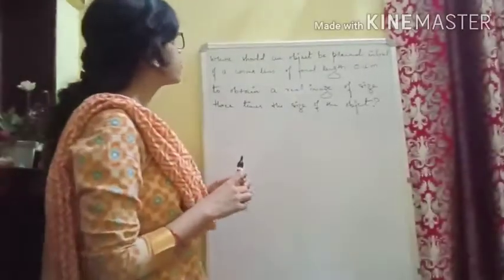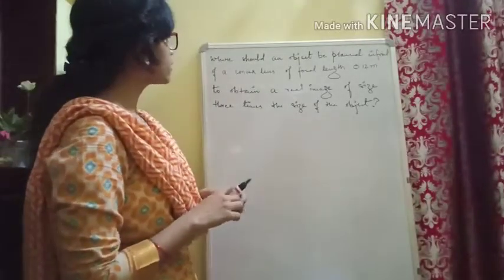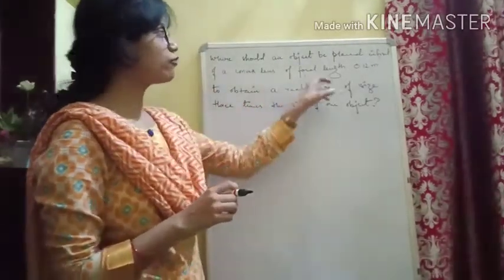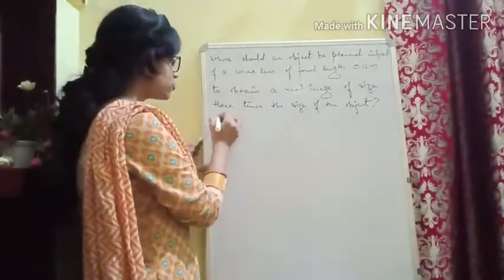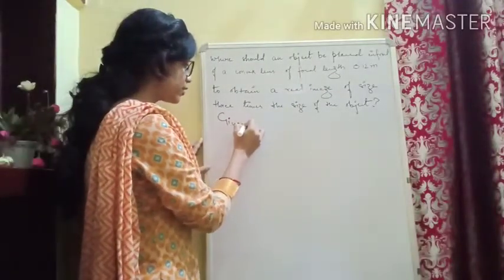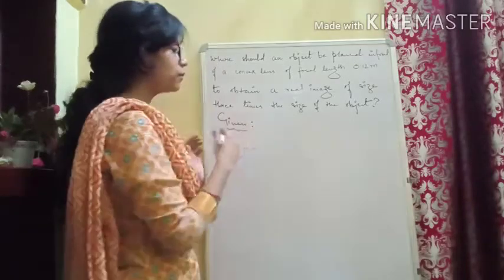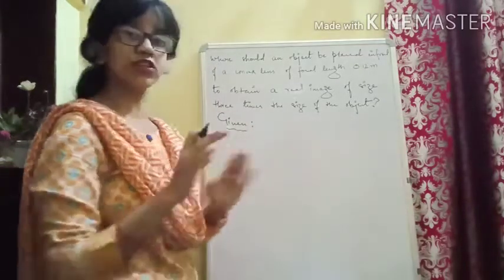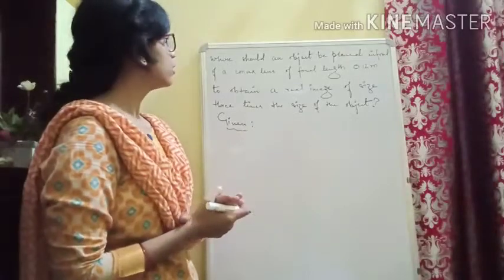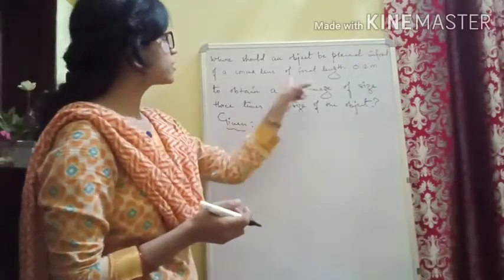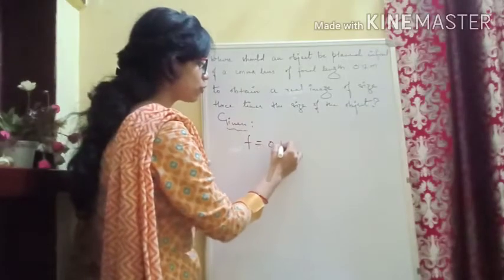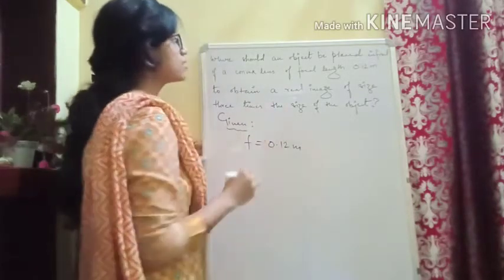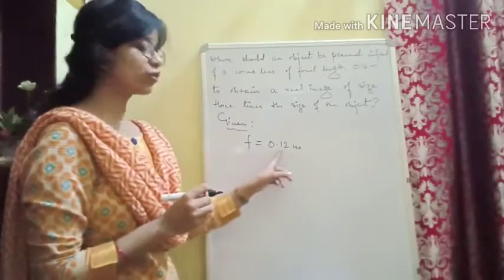Next question is, where should an object be placed in front of a convex lens of focal length? First, whenever you are solving a numerical, just write whatever information is given. It would make your question a little easy so that you can see what to calculate and what things are given. Convex lens, focal length. So the focal length of the convex lens is given as 0.12 meter, and since it is a convex lens, the focal length is going to be positive.